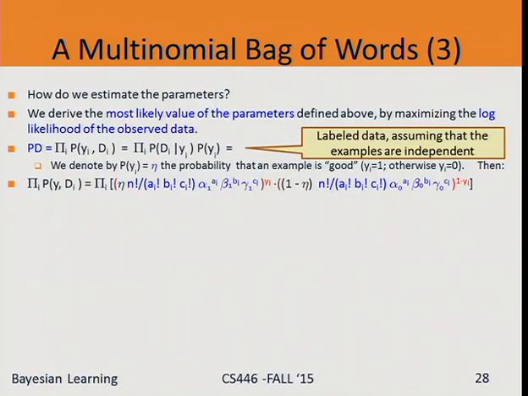So here is how I write it. Notice that I have to write this for a given example. What is the probability of this example? But I don't know if this example is positive or negative, so I don't know which parameters to use. Should I use the alpha 0, beta 0, gamma 0? Or should I use the alpha 1, beta 1, gamma 1? That's an algebraic difficulty, right? I don't know how to write it. I want to write it in a closed form.